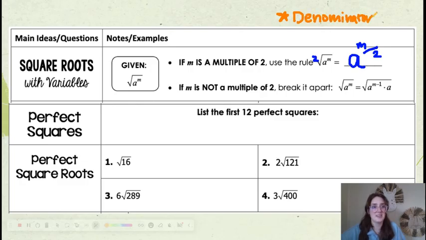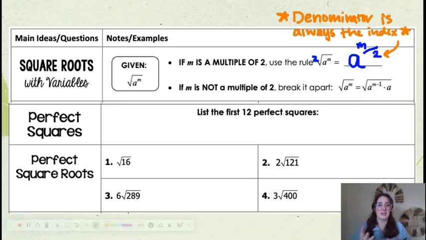Denominator is always the index. Index always becomes the denominator. The denominator is always the index when we have an exponent that's a fraction.